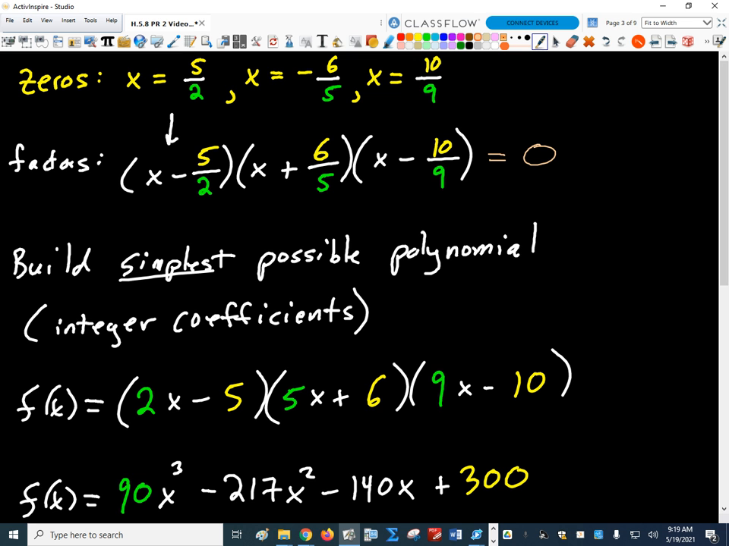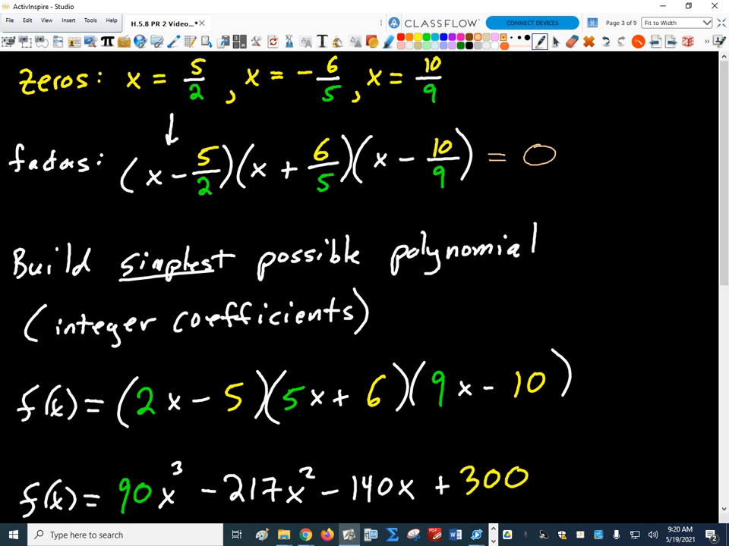But the zeros are still the same, aren't they? The zero of 2x minus 5 is still 5/2. The zero of 5x plus 6 is still -6/5, etc. Right? So we haven't changed. I mean, we're still coming up with a polynomial, but we're just coming up with a more convenient polynomial. Now when we distribute all this out, our polynomial is not going to have a bunch of fractions, right?